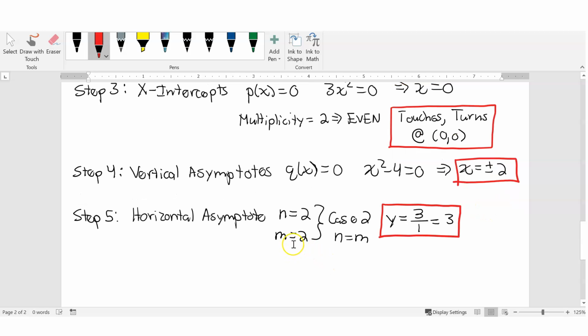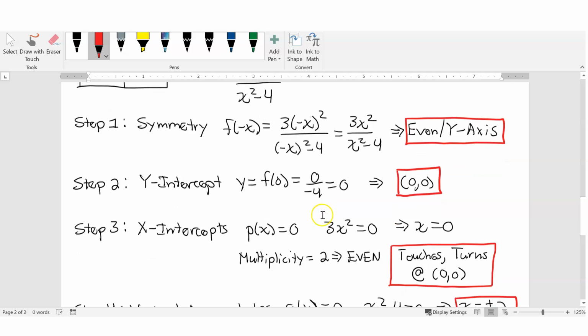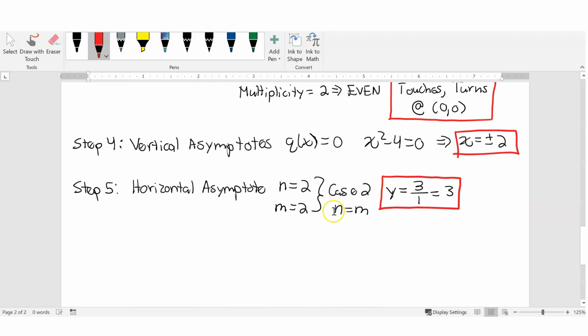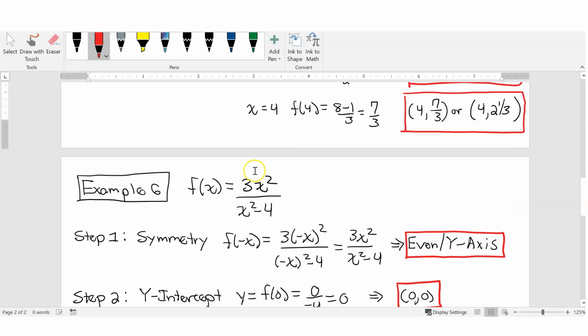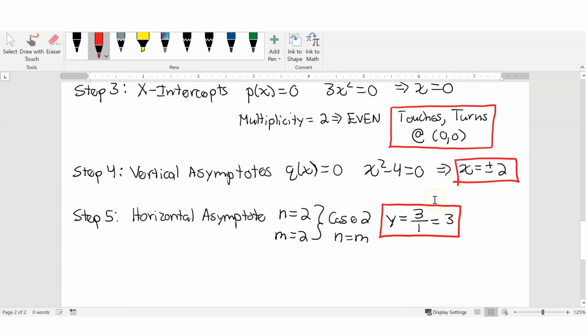In step 5, we'll find the horizontal asymptote. And when we look at our function, the degree of the numerator and the denominator are both 2. They're the same. That's case 2. So again, the equation for our horizontal asymptote will be the ratio of the 2 leading coefficients here, 3 and 1. So y equals 3.